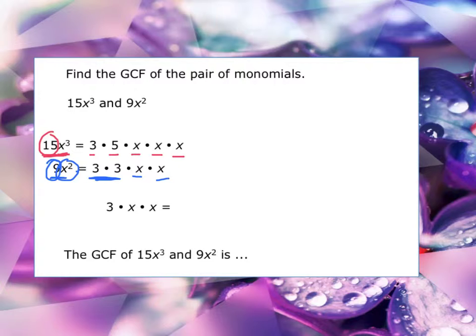And now you have to look to see what is in common. So they have a 3 in common, which is why we wrote a 3 here. They have 1 x in common, which is here. And they have another x in common, which is here. So notice how I wrote all of those out to show what they have in common. So these are all common.